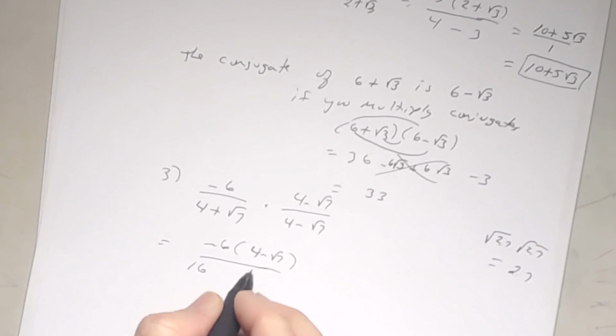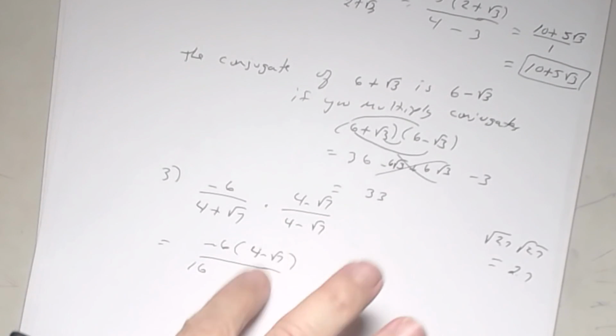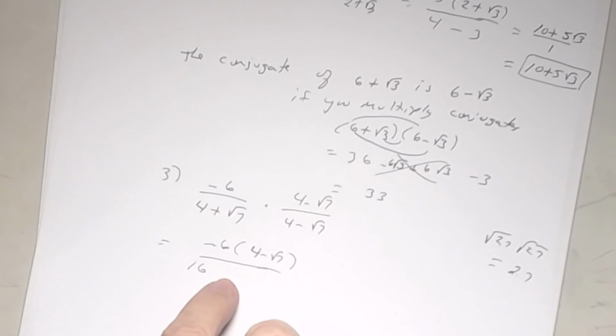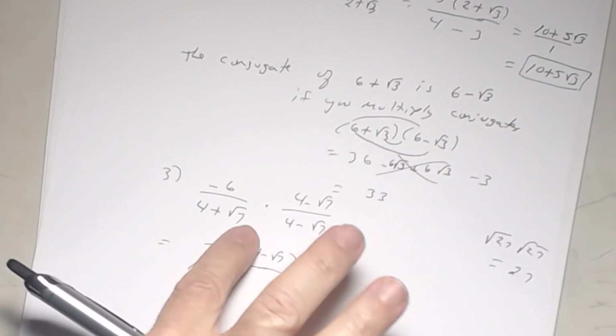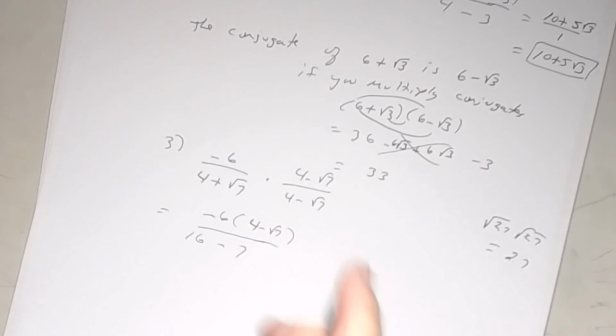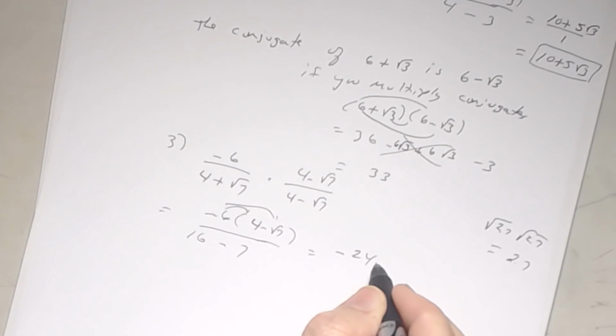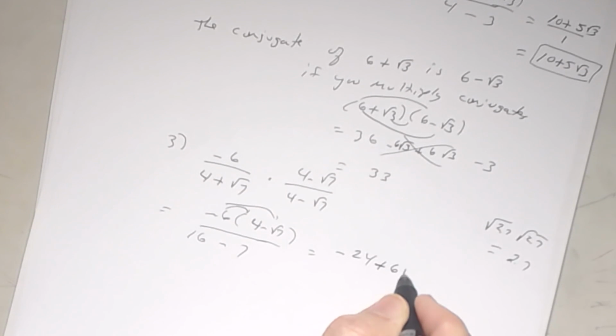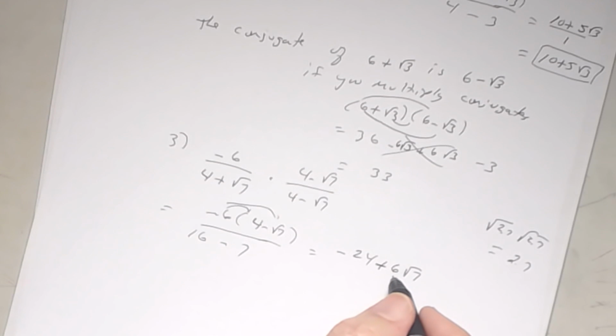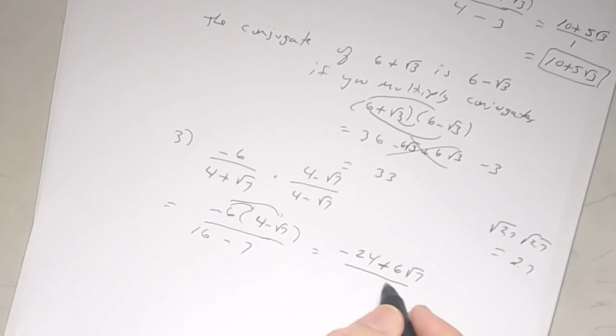So you say 16, and the positive times the negative is a negative. In fact, since those are conjugates, won't this always be a subtraction? Yes. Okay. Negative 7. Right. So square root of 7 times square root of 7 is 7. So you have 16 minus 7. You agree? All right. And now distribute. You get negative 24 plus 6 square root of 7. A negative times a negative is a positive. Over 9. Okay, that's where we're at, all right?